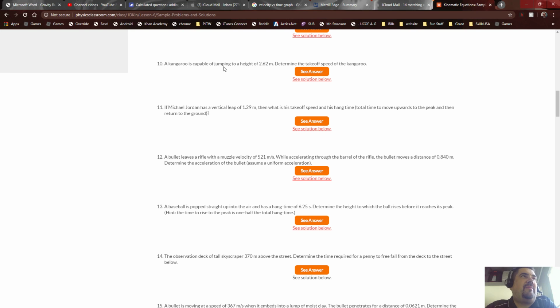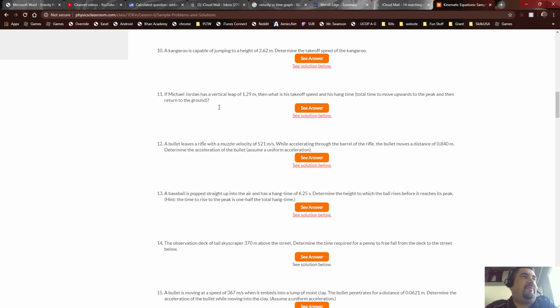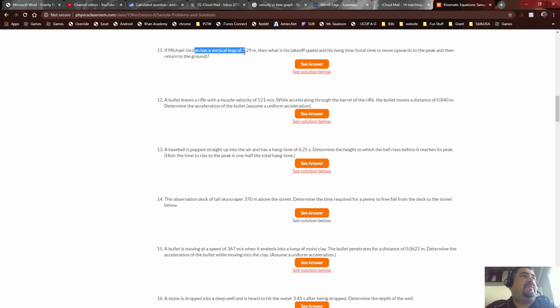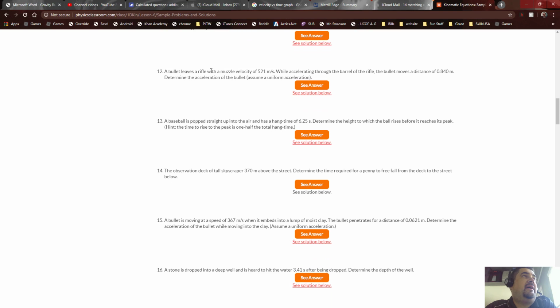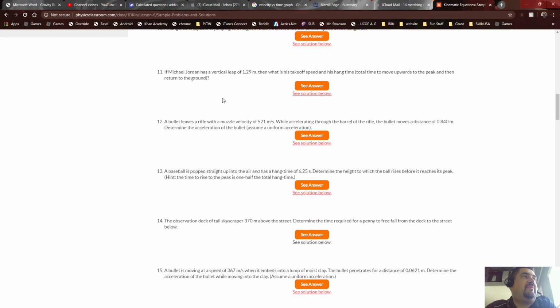This is a gravity problem, but this is one of those weird ones where nothing is thrown, but it's jumping. So a kangaroo jumps straight up, I'm assuming, to this height. So we have the distance. They want to know vi, the takeoff speed. We already know vf, the final speed is 0, because it jumps to the highest spot. We know the acceleration rate is negative 9.8. So this one can be solved. We'll work on that one later. Michael Jordan leaps. Yep, here's another one. That was a gravity problem right here if you want to pause it and read it.